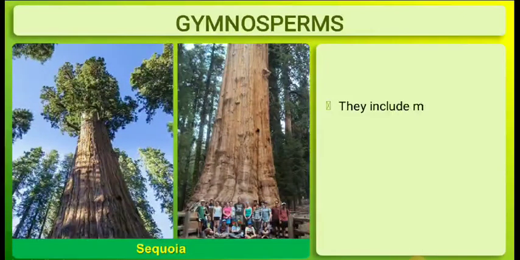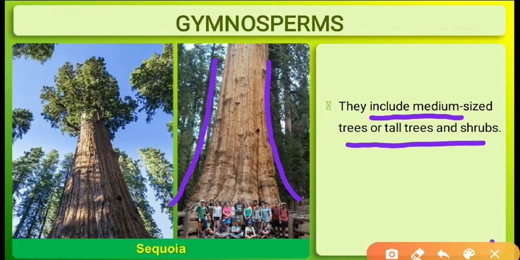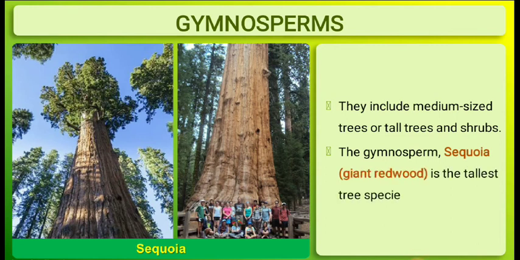Now look at this picture. This is the world's tallest plant, near about 356 to 360 feet. This is Sequoia sempervirens, the world's largest tree, also called the redwood tree, which is found in California. Gymnosperms include medium-sized trees, tall trees or shrubs. The gymnosperm Sequoia, the giant redwood tree, is the tallest tree species.